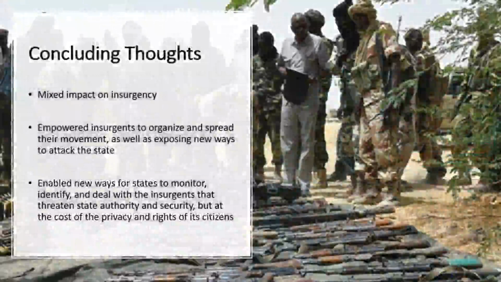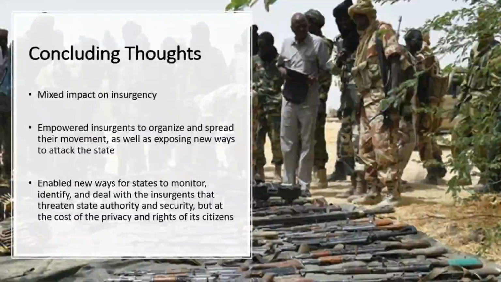So it appears that information technology has a mixed impact on insurgency. On one hand, it has empowered insurgents to organize and spread their movement, as well as exposing new ways to attack the state. On the other hand, information technology has also enabled new ways for states to monitor, identify, and deal with the insurgents that threaten state authority and security, but at the cost of the privacy and rights of the citizens. Will this lead to a safer and more peaceful world? We certainly hope so, but only time will tell.